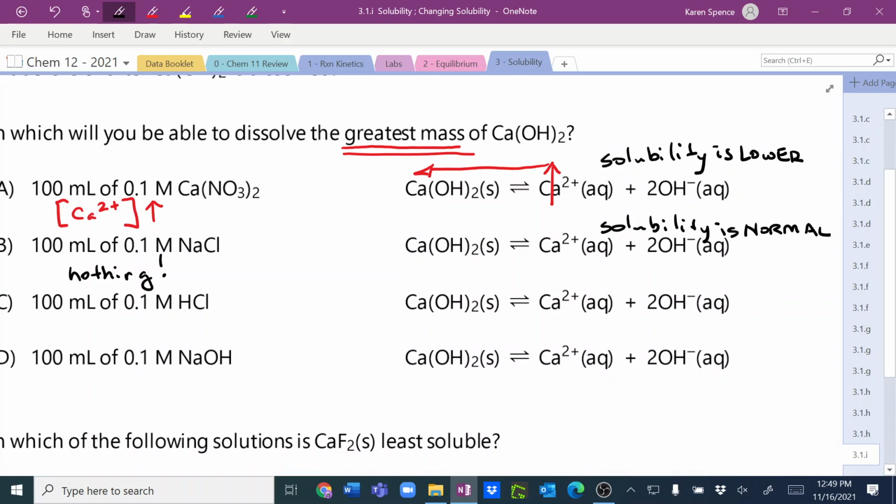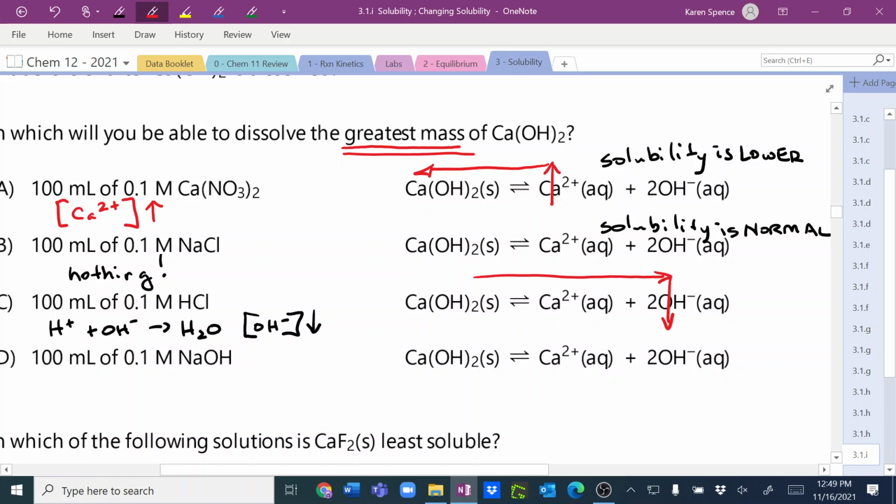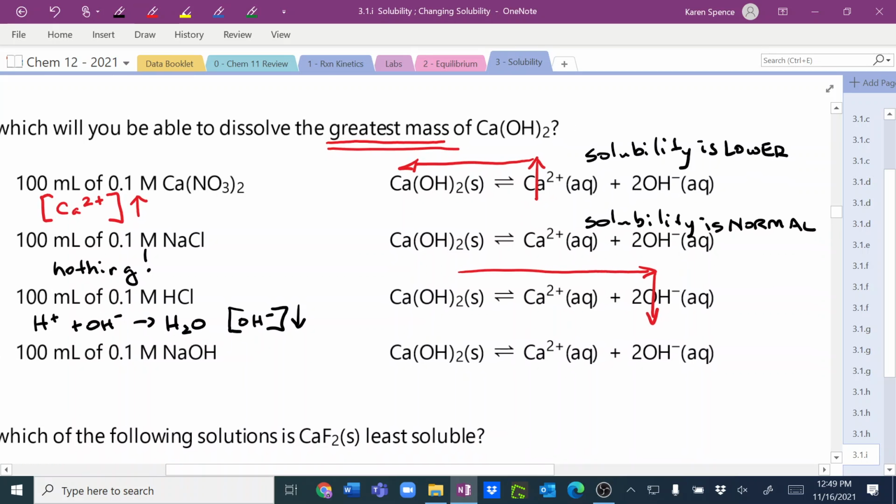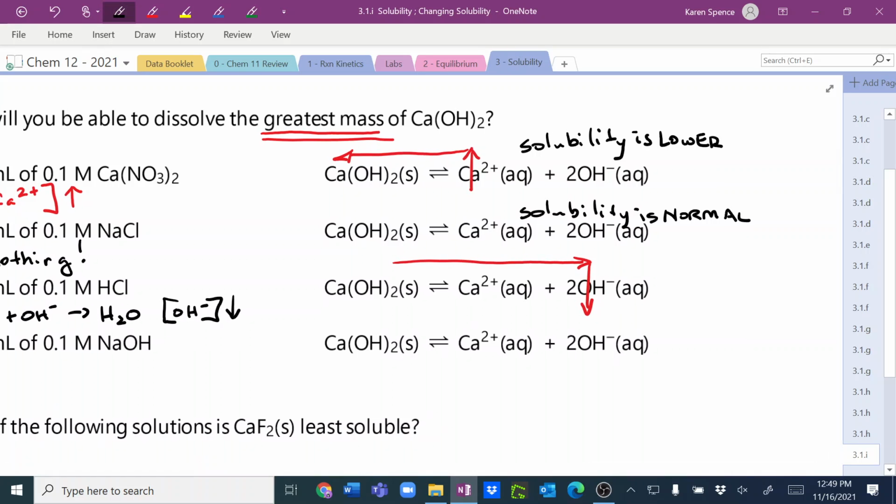When we have our HCl, what does H do? It reacts with OH and gives us H2O, and so our concentration of hydroxide has decreased. So that's going to shift this equilibrium to the right. What have we done to our solubility? Our solubility is increased, so the solubility is higher.